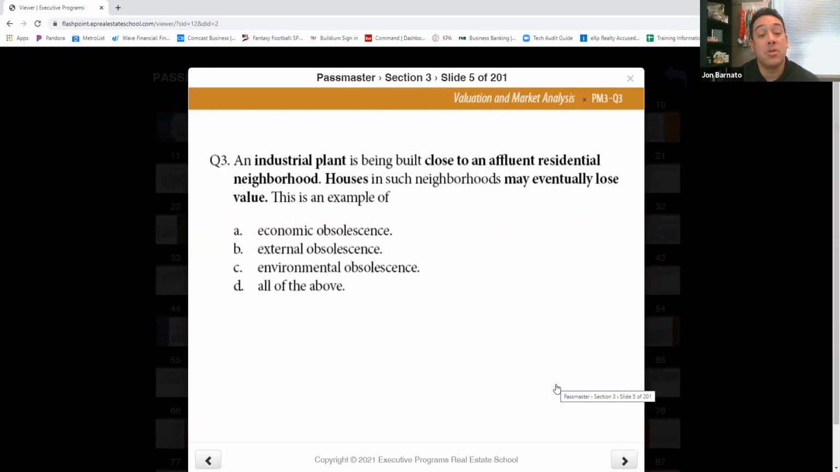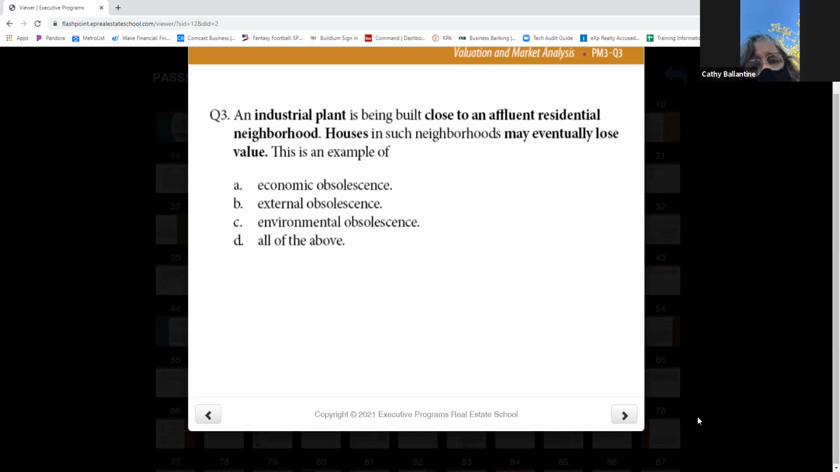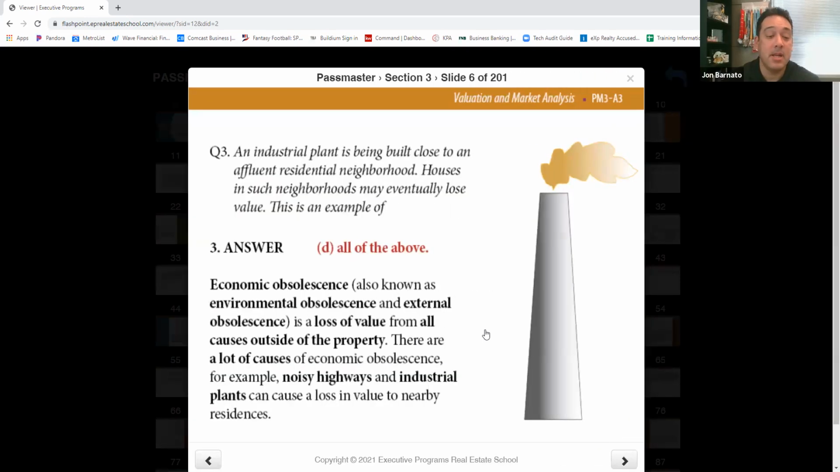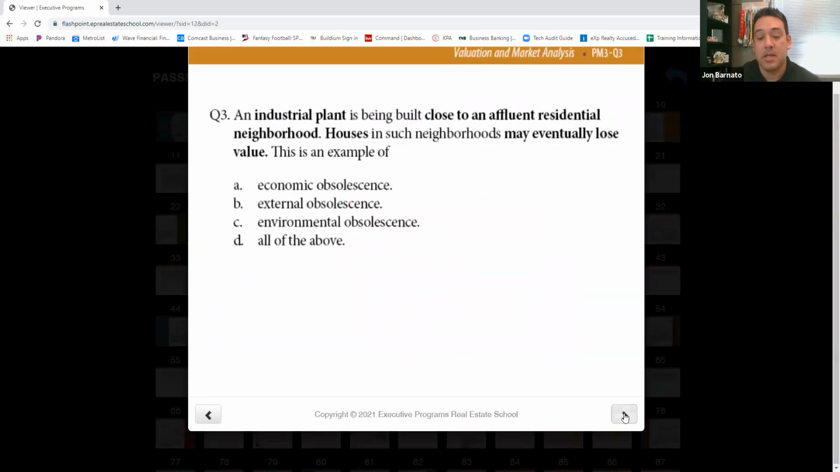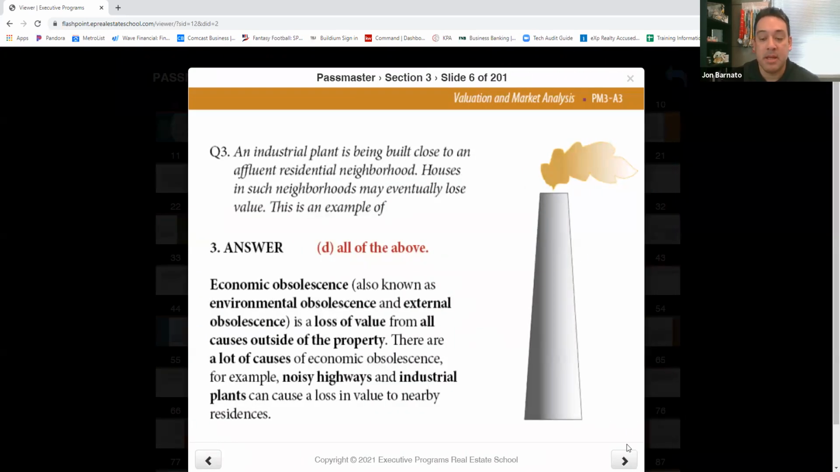An industrial plant is being built close to an affluent residential neighborhood. Houses in such neighborhoods may eventually lose value. This is an example of what? That would be maybe D again. Yes, correct. It is D. We kind of use the term economic obsolescence in general for everything, but they can call it sometimes environmental or external obsolescence, or sometimes the other terms they use, especially if it's an environmental nuisance, right?